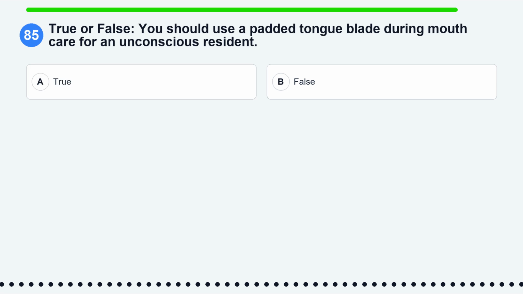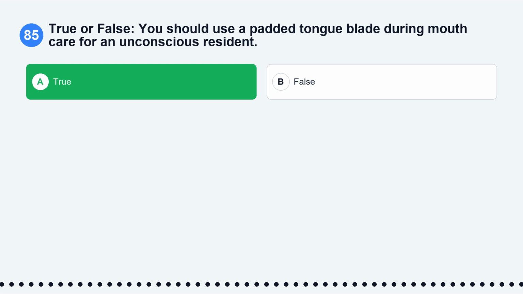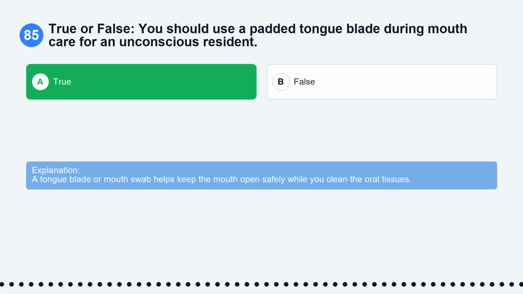Question 85. True or false, you should use a padded tongue blade during mouth care for an unconscious resident. Option A, true. Option B, false. The correct answer is option A, true. A tongue blade or mouth swab helps keep the mouth open safely while you clean the oral tissues.